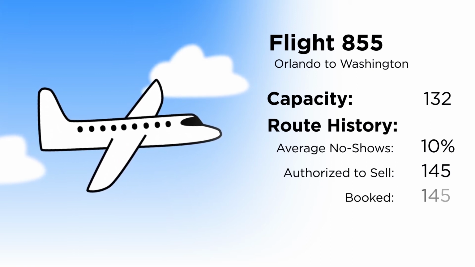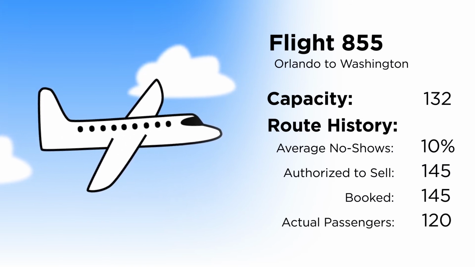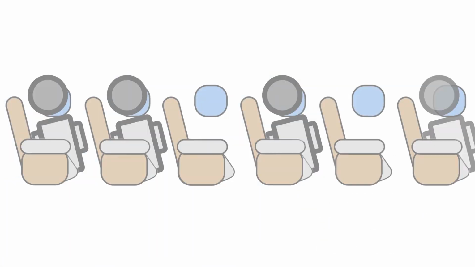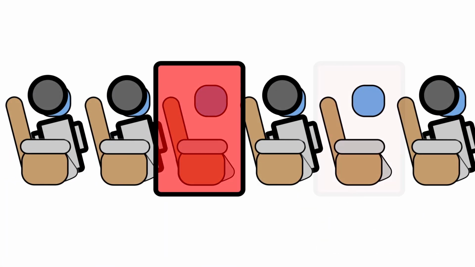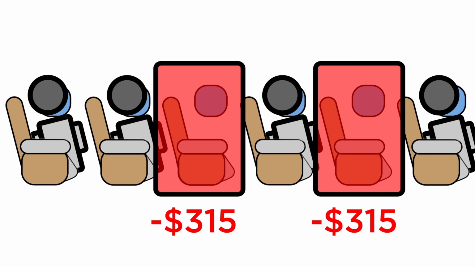And let's say 145 seats are sold, but at the end of the day, only 120 people show up. In this case, there will be 12 seats empty, and this is obviously a costly situation because you have those empty seats, and let's say you're selling these tickets at $315 each. So this is how much you will be losing because of those empty seats.